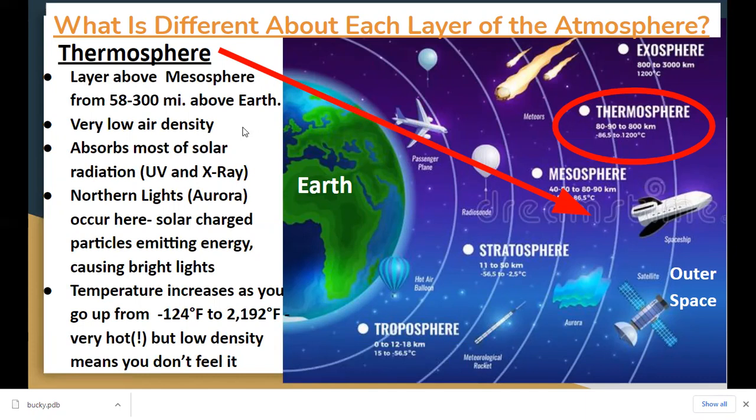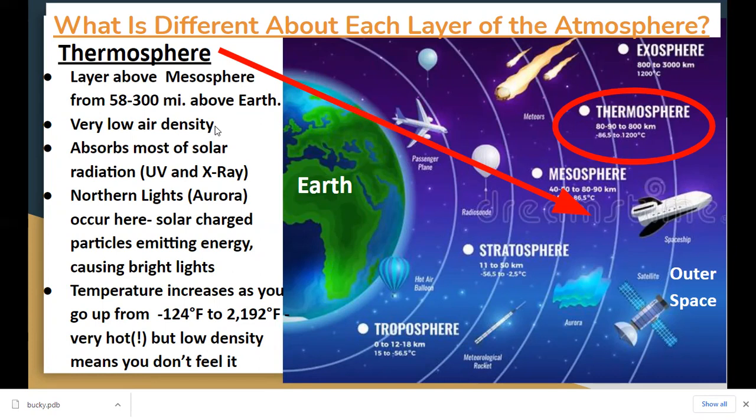And if you've ever heard of the Northern Lights or seen them in Wisconsin, if you go up north, you can see the Northern Lights. It's called the aurora, and they occur in the thermosphere. This is solar charged particles that are emitting energy, which cause bright lights. So maybe you've seen that. You can also see it in the southern part of the Earth as well.